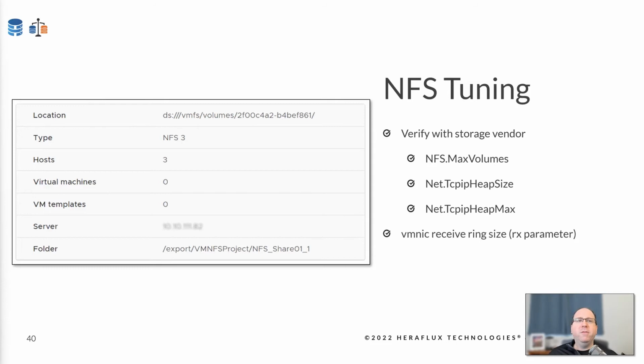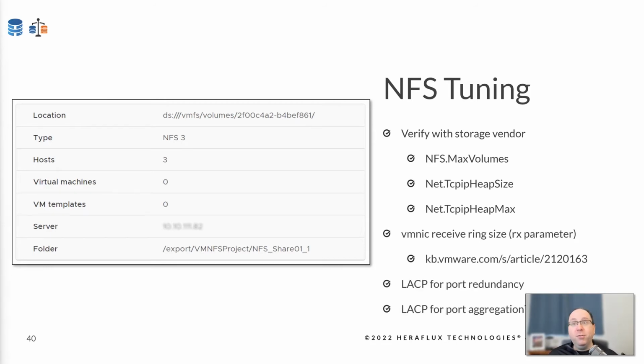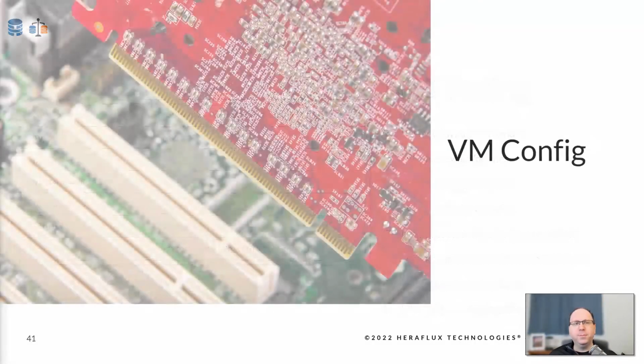Now, if you're running NFS, same kind of stuff. There are queues built into this as well. So NFS.MaxVolumes, TCP heap size, TCP heap max. There's also one for the VMNIC receive ring size. Go check that link on the screen there. Go see if you actually need to deal with stuff like LACP for port redundancy or port aggregation, or if there are any of these settings that your storage vendor actually recommends that you tune.